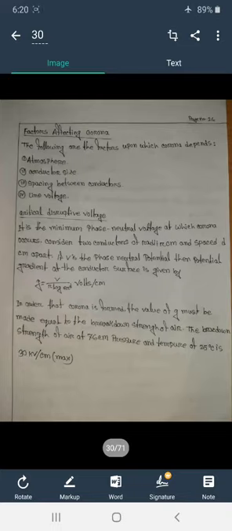Factors affecting corona. The following are the factors upon which corona depends.